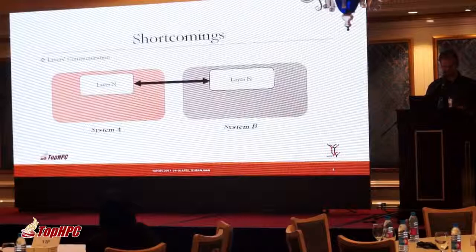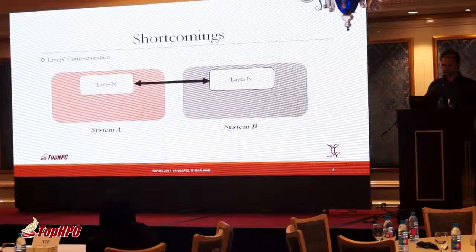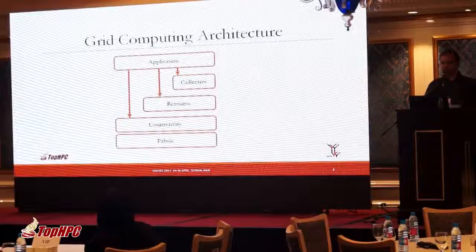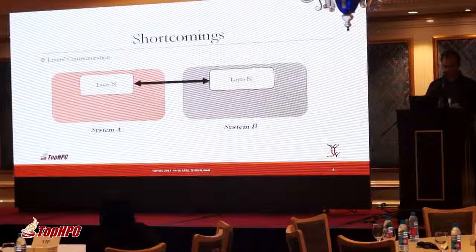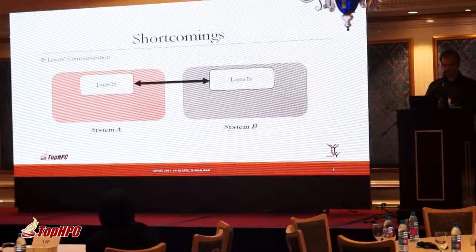Here we describe a number of grid architecture's shortcomings. First, the layers' communication. The components within each layer share common characteristics but can build on capabilities and behaviors provided by any lower layer. The application layer is able to communicate with three layers directly: connectivity, resource, and the collective layer.